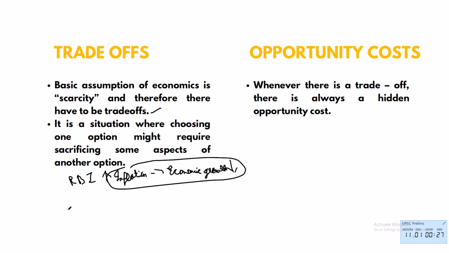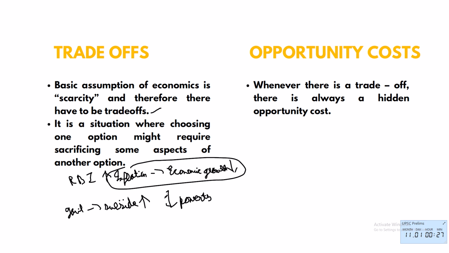Similarly, the government may subsidize some products, which might increase the expenses or debt of the government, but addresses poverty and ensures stability in the economy. So this is something about trade-offs.